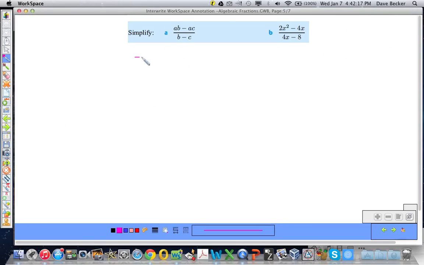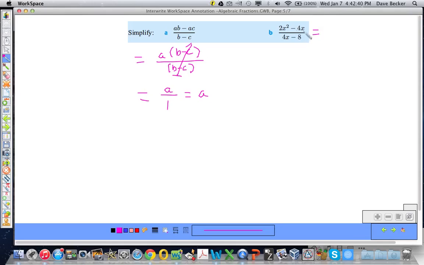And more factoring. These have an a in common, so I would have a times b minus c all over b minus c. Those can cancel because it's now being multiplied, equal to 1. Nothing left. Well, there's a 1 in the denominator, a over 1, which we can simply write as a.